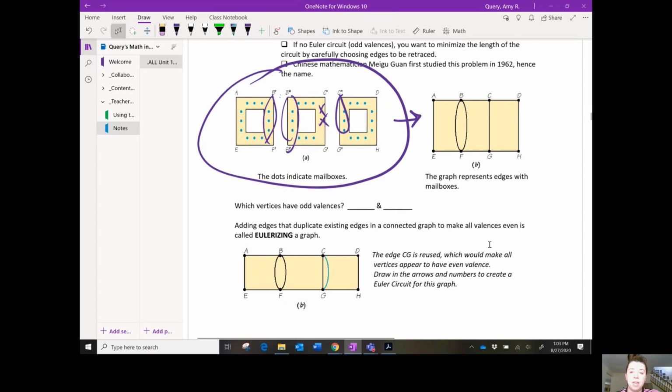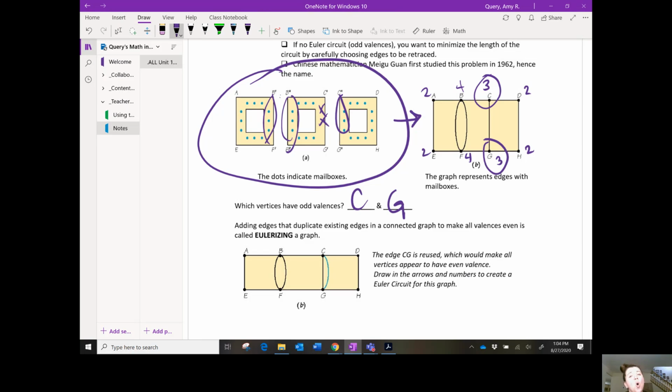Okay, so as we look at that picture, which of the vertices have odd valences? So A is fine, right? A has 2. B has 1, 2, 3, 4. B's fine. C has 3. D has 2. H has 2. G has 3. F has 4. E has 2. So those two right there, C and G, are the ones that are odd. Those are the ones that right now are making it so that we can't make an Euler circuit.